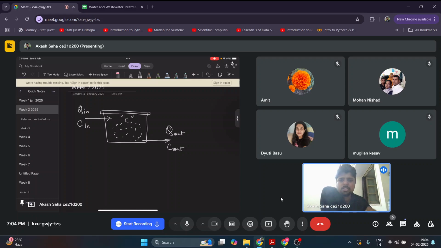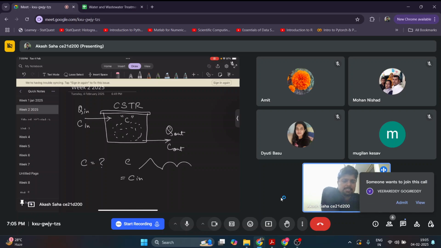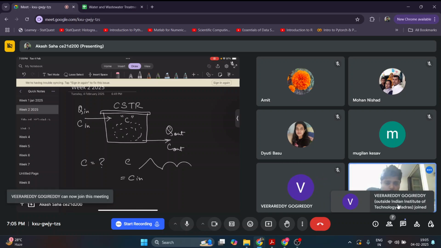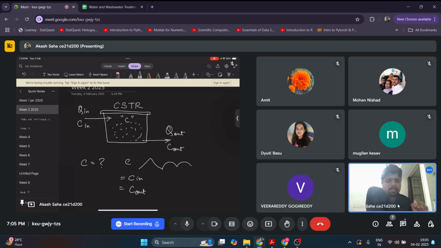Now in this question it is asked that in a CSTR, the continuously stirred tank reactor, what about this C? What is this C equal to? Is this C varying with time, increasing, decreasing? We don't know. Some variation is there, or is it equal to the input concentration, that is the C in, or is it equal to the output concentration, that is the C out? This is an assumption that we make while designing this reactor.